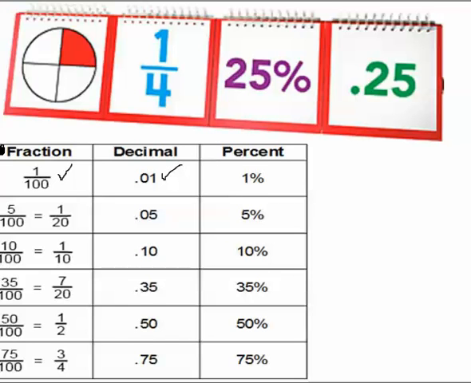1/100th, 1%. What we usually say is that when we go from a decimal to a percent, we move the decimal twice to the right. When we go from a percent to a decimal, we move it back this way twice. Sometimes students have a hard time remembering which way to move it.